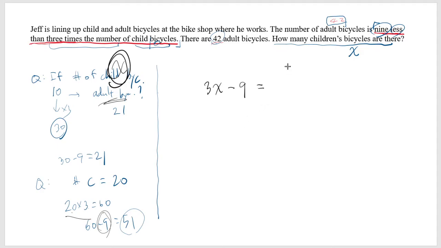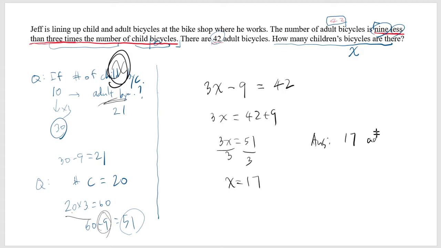But the number of adult bicycles is 42, right? So you add 9 to both sides, and you have 51, and then you divide by 3, and that gives you 17. So the answer is there are 17 child bicycles. Oh, I've been spelling it wrong. B-I-C. Yeah, B-I-C right here. Okay, so adult bicycles.